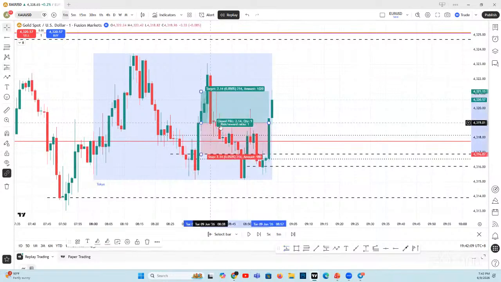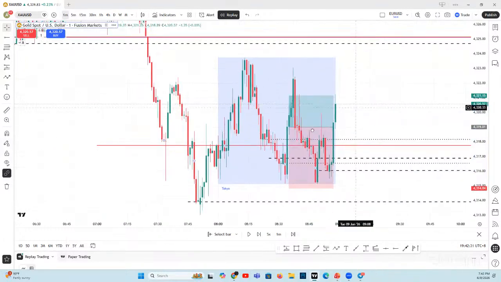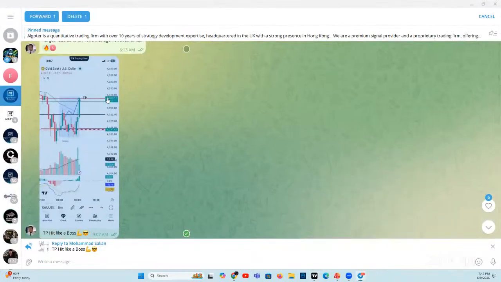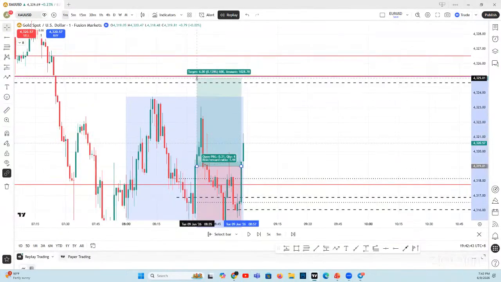But you see, if you entered here, you say, oh, it's broken now, I want to enter. Okay, where do you put your stop loss? From 4318, of course you will put your stop loss below there, to 4314. So that's 40 pips, still manageable, right? Because for me, it's 50 pips. So it's good. What will you target? 4326.